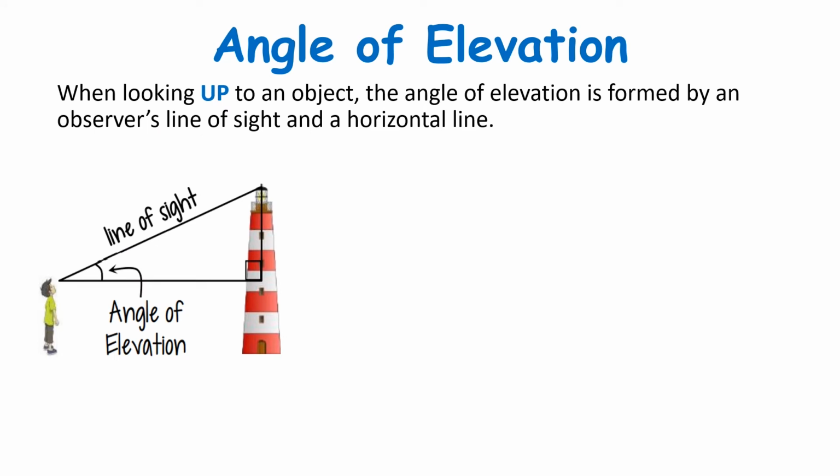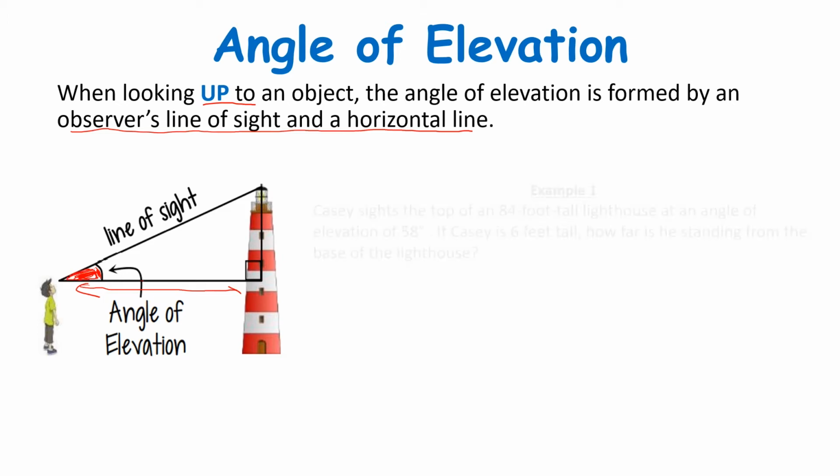So what exactly is an angle of elevation? Well, when looking up at an object, the angle of elevation is formed by the observer's line of sight and a horizontal line. If you look at this image below, this is our horizontal line here. This little guy here is looking up, and so this would be our angle of elevation. So the horizontal line and looking up at an object, that is the angle of elevation.